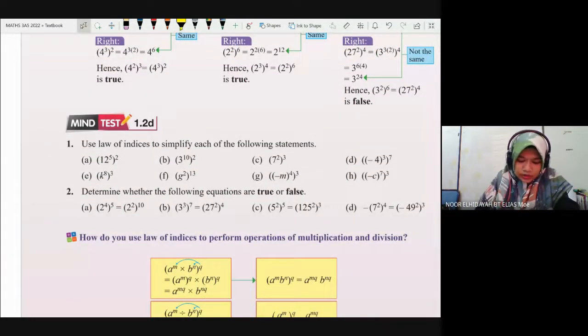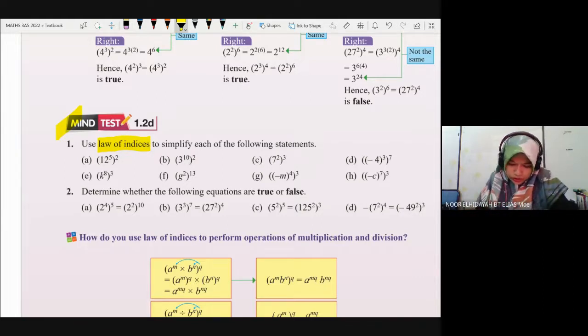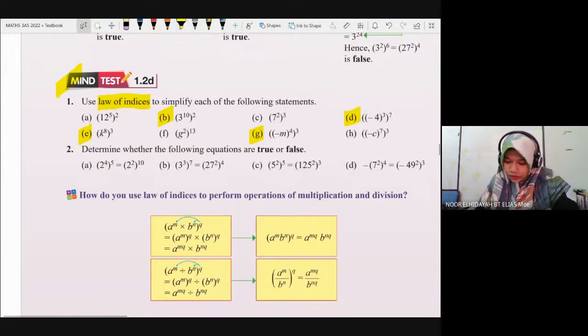Untuk this learning standard, yang involve raised to the power of the index, awak selesaikan mind test 1.2D. This one use law of indices. Mesti guna law of indices. Sini apa yang awak perlu buat? Question B, question D, question E and G. And then for the question number 2, you solve question B and D.